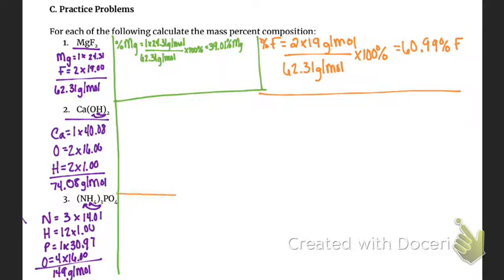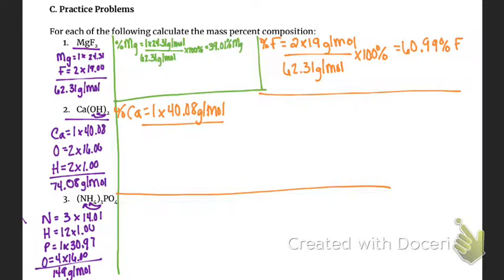So going on to this next problem here with the calcium hydroxide, you could start out with finding your percent calcium. We have 1 of them. Molar mass for it is 40.08. Molar mass of the compound was 74.08. Again, we're going to multiply by 100%. And so for the total there, you should have got 54.31% calcium.